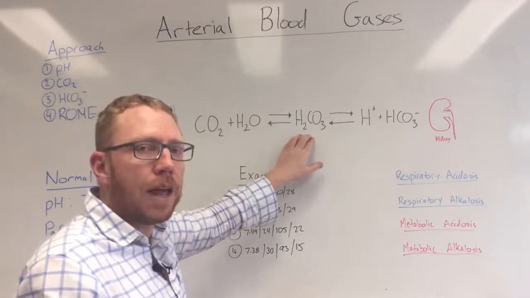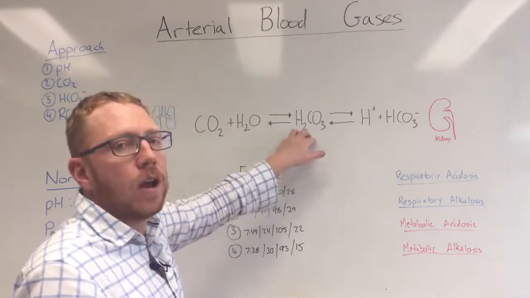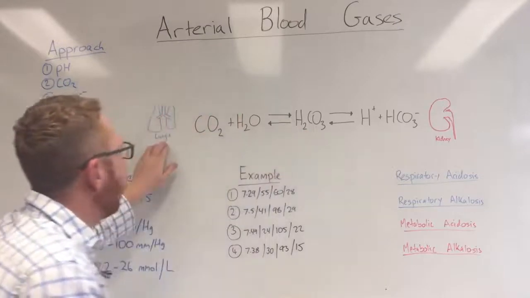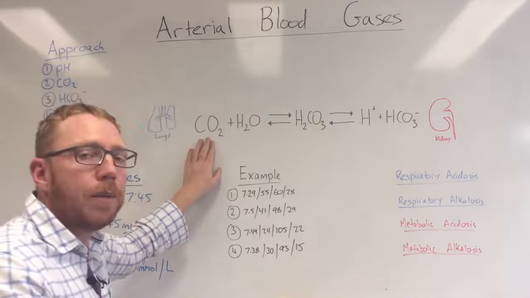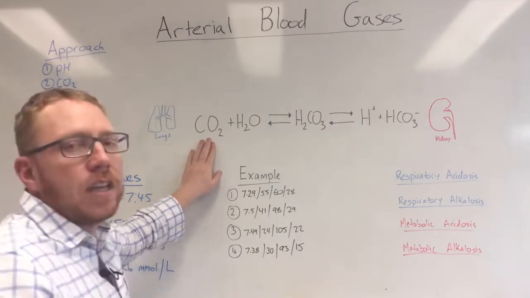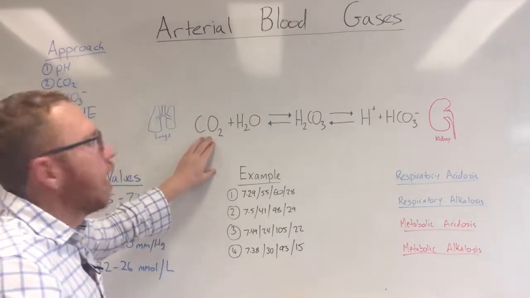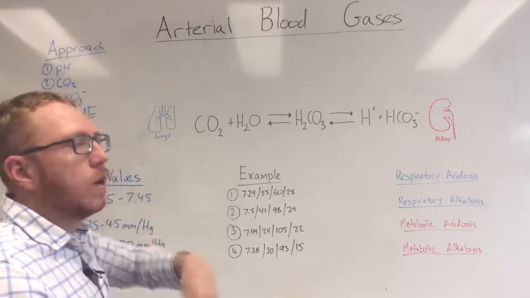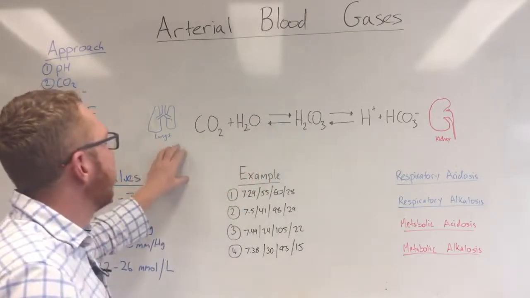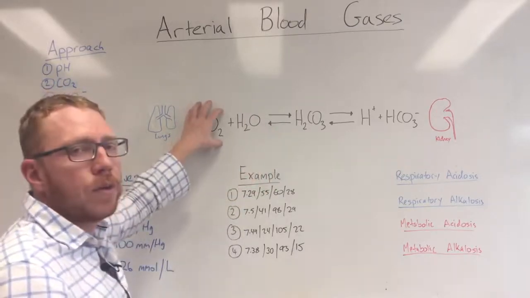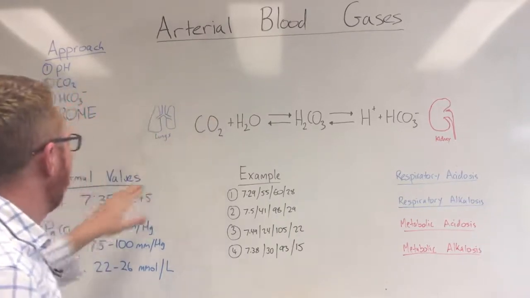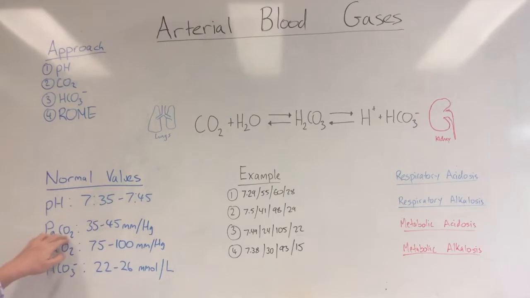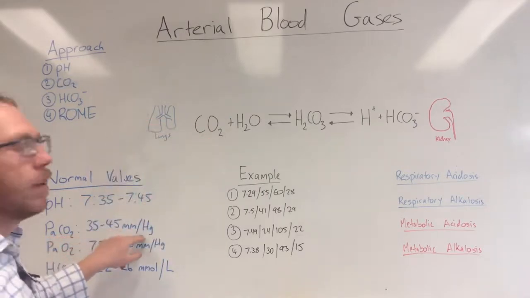Now this will go into your blood and then it will get transported to your lungs here, where it will get breathed out. So carbon dioxide, although it can be made in every cell in your body, can only be exhaled or excreted by your lungs. So essentially anything to do with carbon dioxide levels is a respiratory thing. The partial pressure of carbon dioxide in your arterial blood should be in the range of 35 to 45 millimeters of mercury.